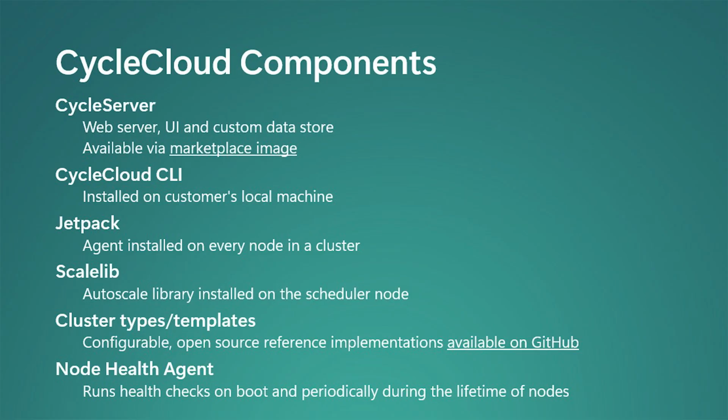The nice thing about this too, this actually enables our hybrid and burst scenarios. So you can download ScaleLib to your local cluster's head node and create that link to CycleCloud so you can actually burst from on-prem to the cloud. That's a little bit of a more advanced scenario that we might get into in future webinars.